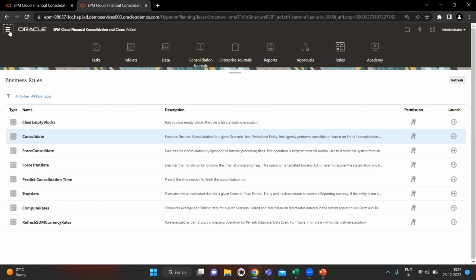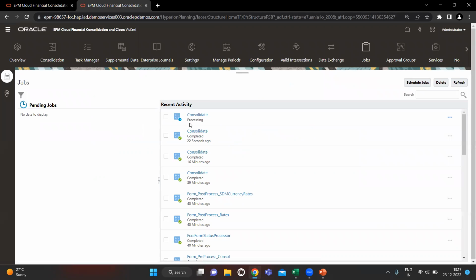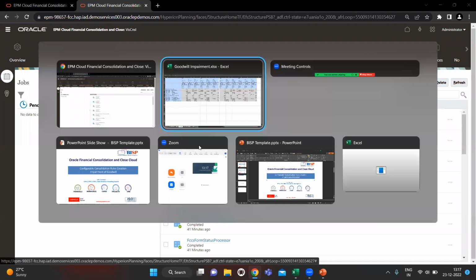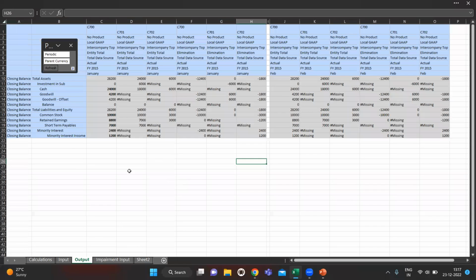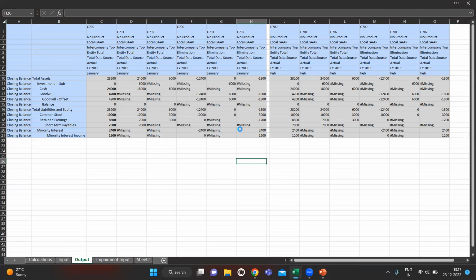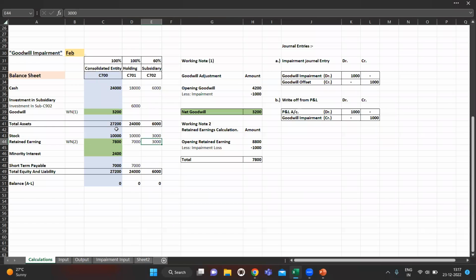Okay, let's go to jobs and see what the status of our consolidation rule is. Okay, so it is processing. Let's refresh. Yeah, it is completed. Okay, so quickly go to our balance sheet in our Smart View, and click refresh. Okay, quickly I will show you what figures we should expect in our output balance sheet.